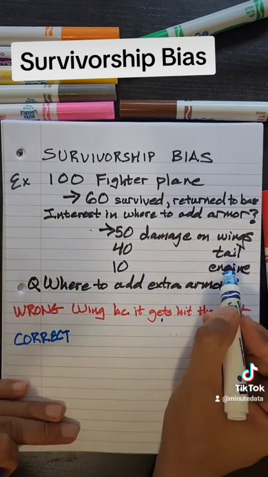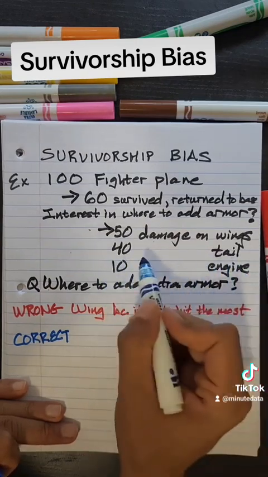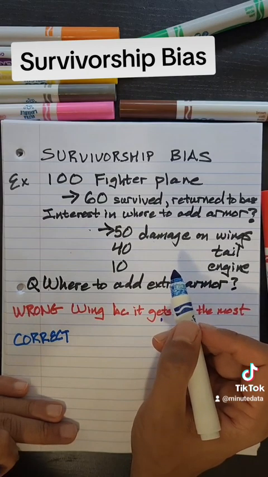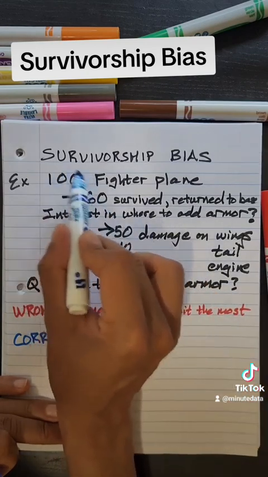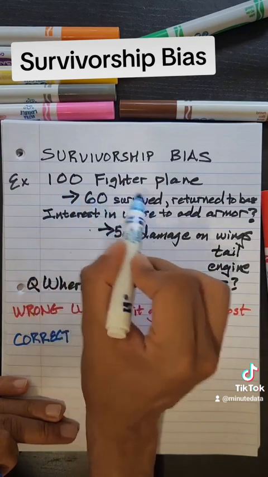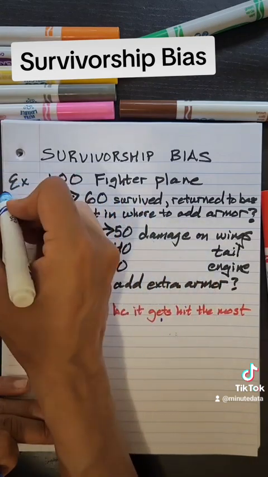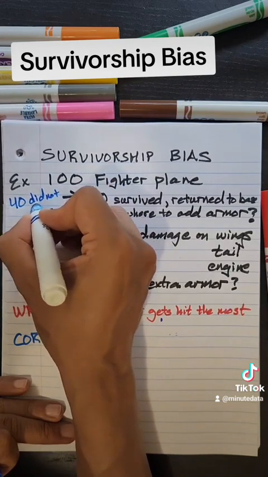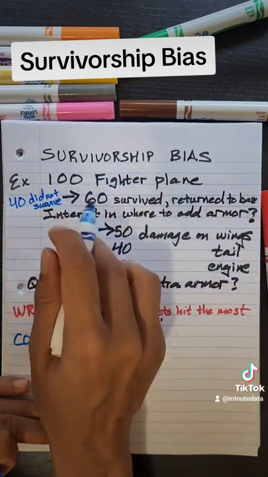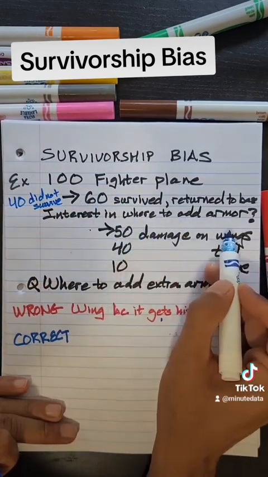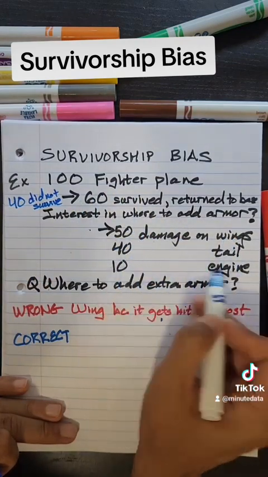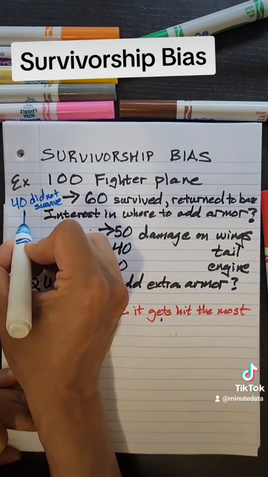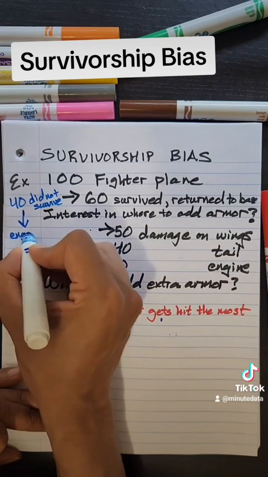In reality, we actually want to reinforce the engines, because the ones with damaged engines are actually the ones that are not returning. Let me say that again. So we had 100 fighter planes, 60 survive, meaning there's 40 here who did not survive. And among the 60 that survive, we saw 50 took damage to the wings, 40 took damage to the tails, and very few of them took damage to the engines. So we actually believe that they did not survive because of engine damage.